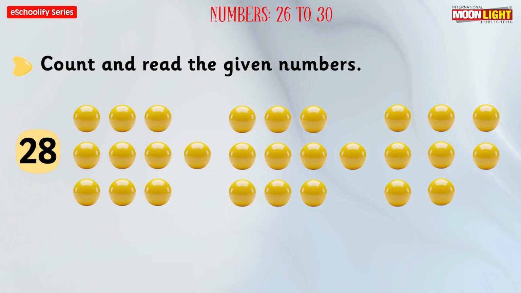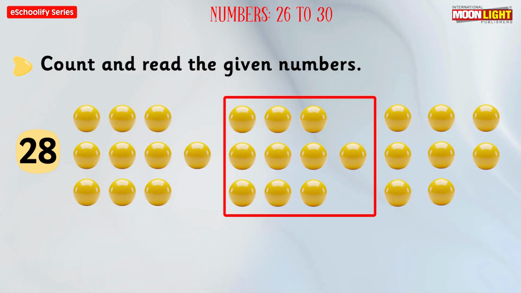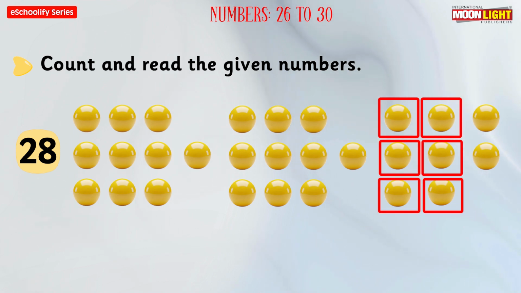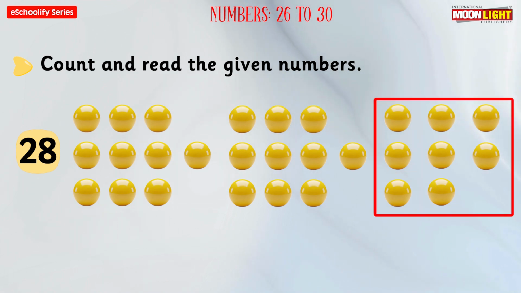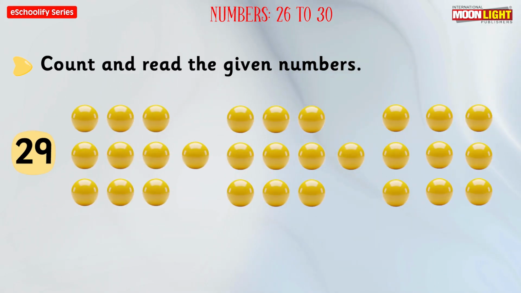Next number is 28. How many tens are there in 28? 2 tens. And how many ones are there? 8 ones. 10 and 10 make 20. 1, 2, 3, 4, 5, 6, 7, 8. 8 ones. 28.